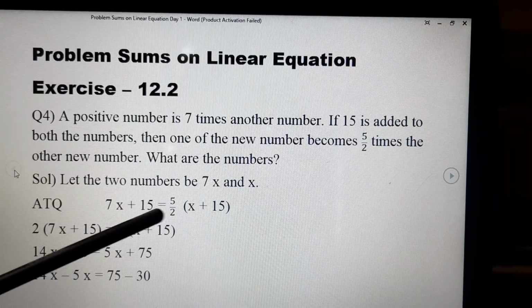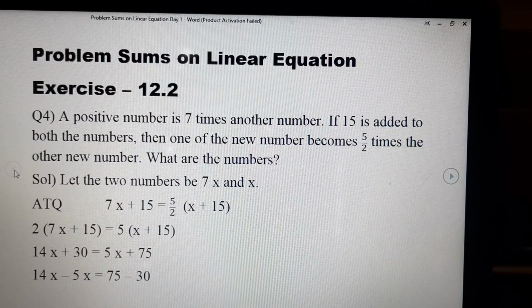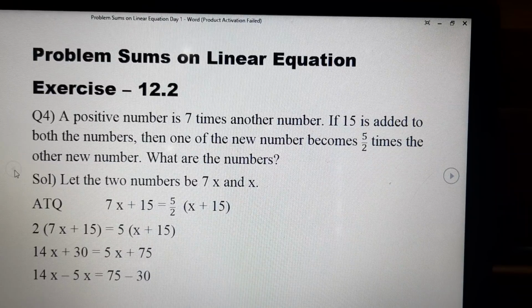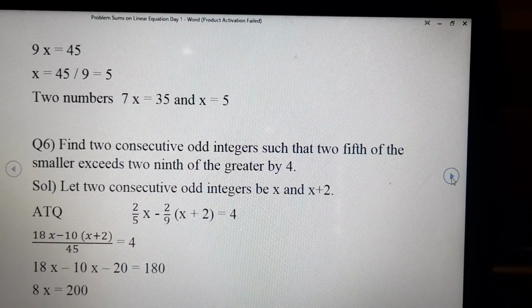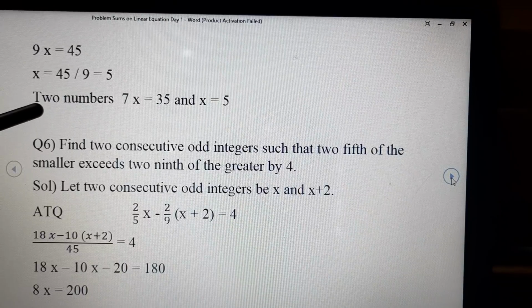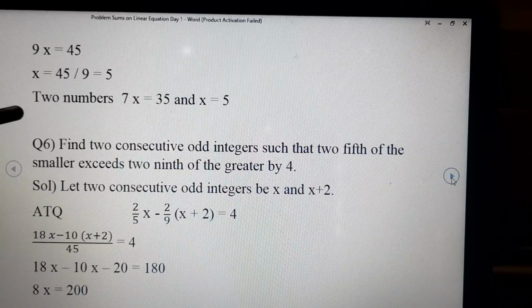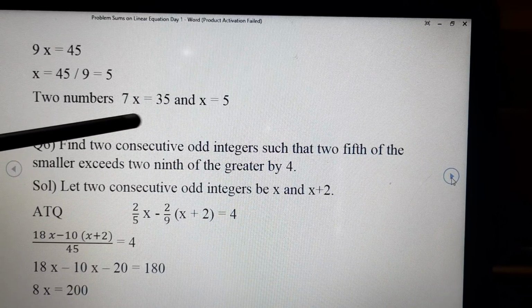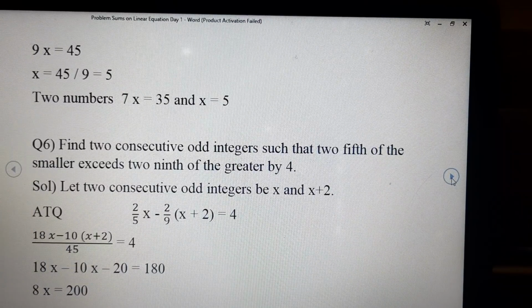Now cross multiplication. Okay, 2 times (7x plus 15) is equal to 5 times (x plus 15). We'll open the bracket and 5x will be transferred to LHS as minus 5x, and 75 minus 30. So the value of x becomes 5. Clear? So the two numbers will become 5 and 35. It is very important to write this answer. They are not asking the value of x because x was not asked in the question. You brought x into existence, but x was not there in the question anywhere. So your answer will be 35 and 5. It is very, very important to write the answer as 35 and 5.